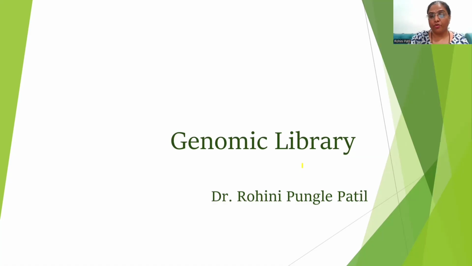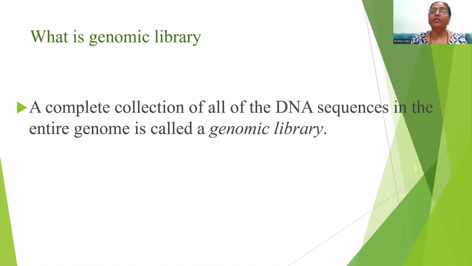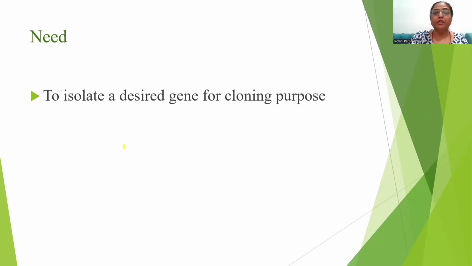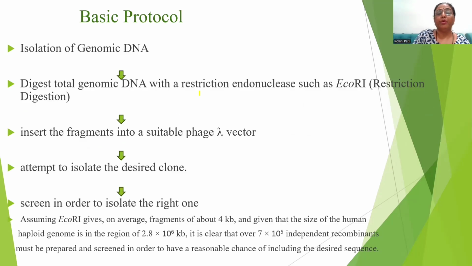Here it is a collection of all the DNA sequences which are placed over the genome. When we are going to construct the genomic library, we go for the fragmentation of the DNA with the help of restriction endonucleases. Previously, the restriction endonuclease used was EcoR1. So the restriction digestion of the isolated genomic DNA is done, and then the fragments obtained are cloned into lambda-based vectors, and then there is screening for the desired gene.